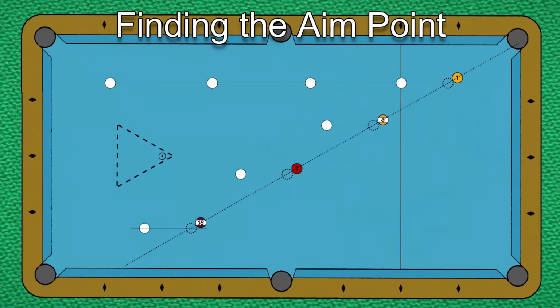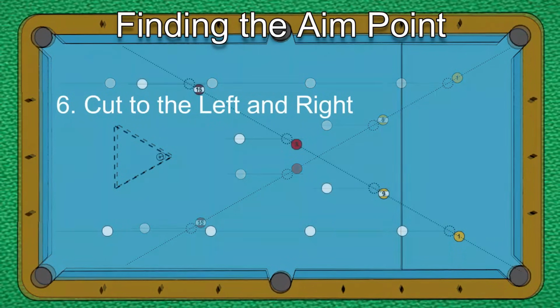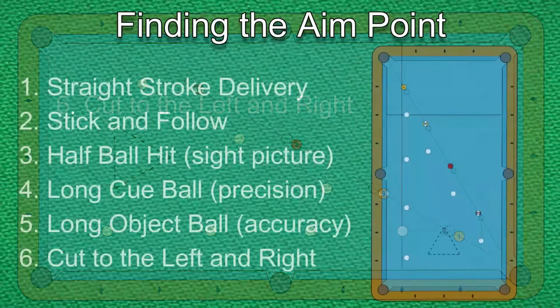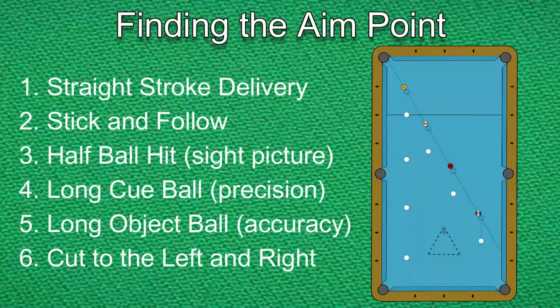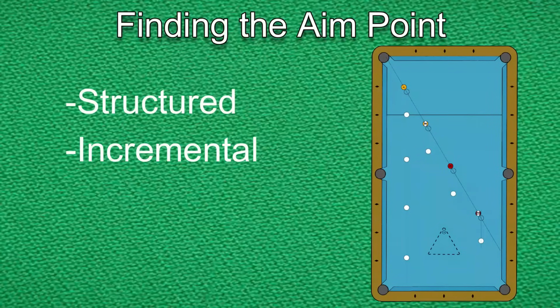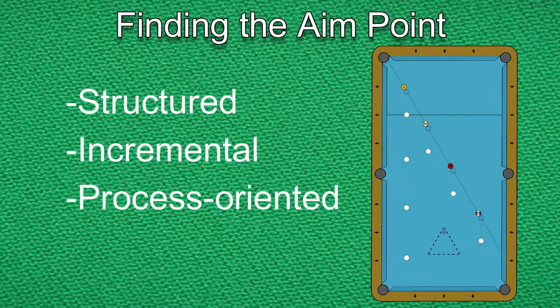As you start becoming comfortable with what a half-ball hit looks like, remember step 6. Practice your cut shots to the other direction as well. Rehearsing the half-ball hit along the 30-degree parallel line removes the randomness from the initial learning process. The player is then free to concentrate on acquiring the sight picture while learning to aim with precision and accuracy. I hope you can see the benefit of a structured and incremental training method that is process-oriented.